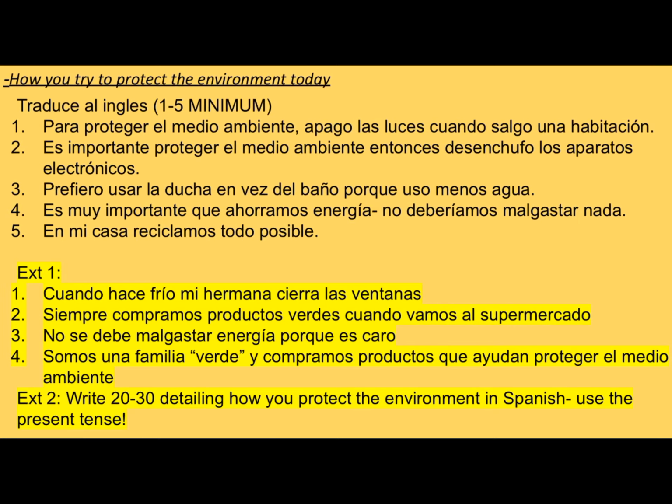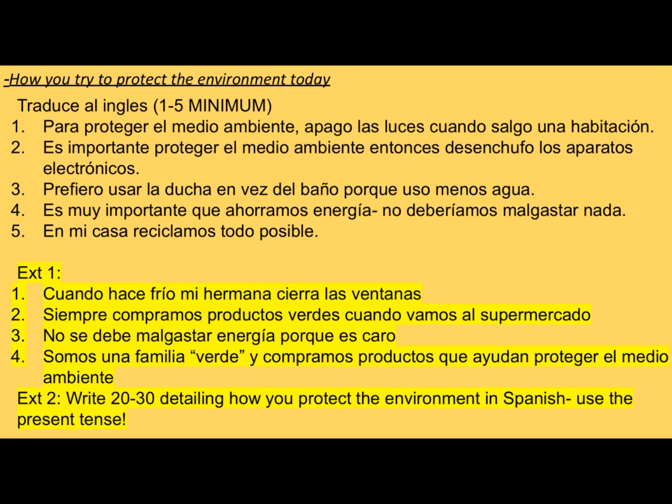Number 3, prefiero usar la ducha. So I prefer to use the shower en vez de. Now remember that en vez de means instead of. It's a really good phrase to use when you're talking about this, and it also gets a comparative in, which we know is a really important skill to use when we're speaking and writing. So I prefer to use a shower instead of the bath because it uses less water. Number 4, it's very important that we save energy. We shouldn't waste anything, like nothing basically. That negative's in there, so we shouldn't waste anything. En mi casa reciclamos todo lo posible. So at my house we recycle everything possible.